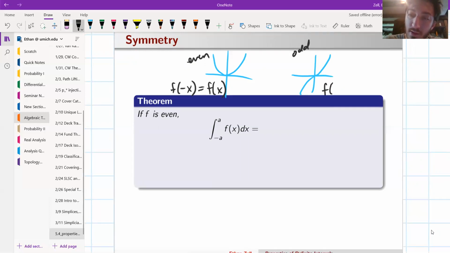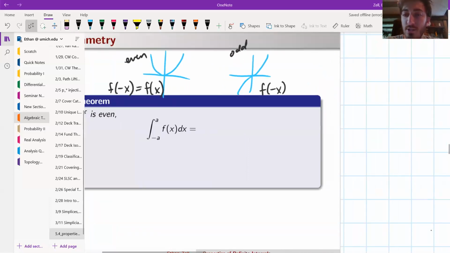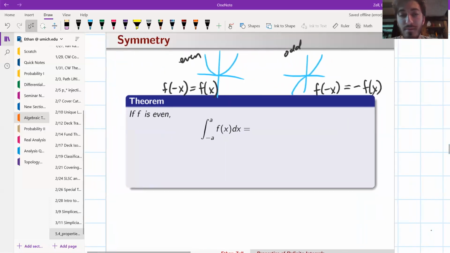Similarly, just to jog your memory, you might already know this, if f of minus x is minus f of x for all x, so again, on the left side with even, we didn't have this minus. For the odd, we have the minus. Then we say that the function is odd. Okay?